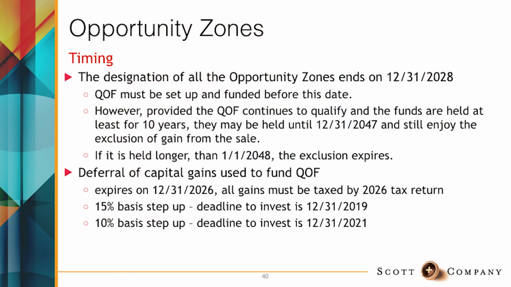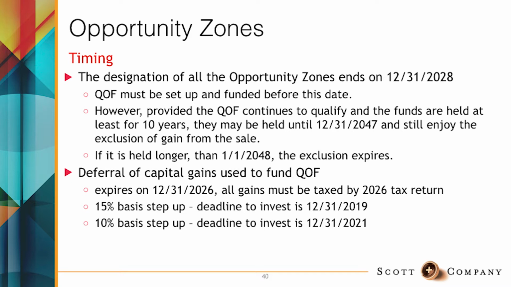So, all right, let me move through this pretty quickly here. The timing on this, the designation, this is a limited time deal. So this only lasts for a limited amount of time. The designation of these zones only lasts through the end of 2028. So that means after the end of 2028, if Congress does nothing, you can no longer invest in a new qualified opportunity zone. You have to already have your investments in place and set.